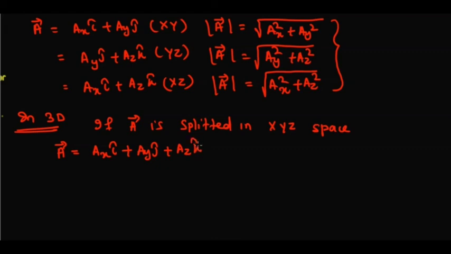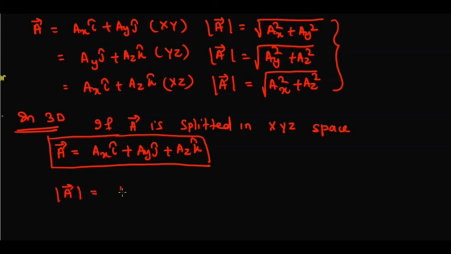Is that clear? If I am splitting the vector in a plane, then it has only two components, either x component y component, or y component z component, or x component z component. But if I split the vector in 3D or in xyz space, then I will get three components. So vector A can be expressed as AX I cap plus AY j cap plus AZ k cap. And in this case, the magnitude of A will be how much? Square root of AX square plus AY square plus AZ square.